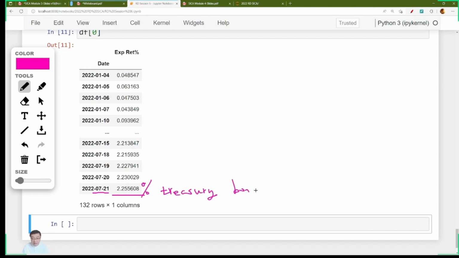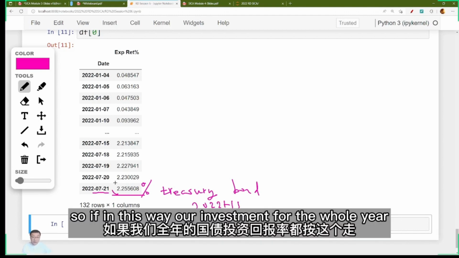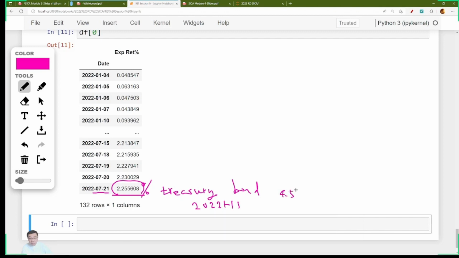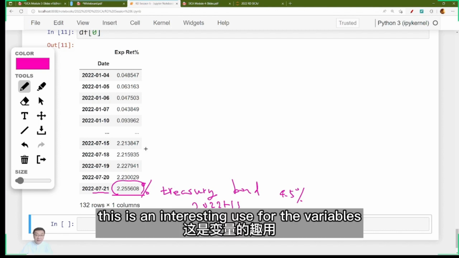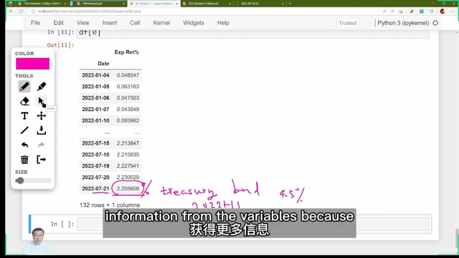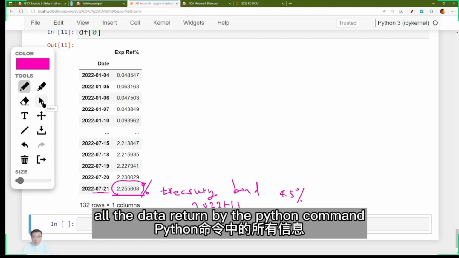2.25%. It's the investment, usually we say this, is the first half of 2022. So if in this way, our investment for the whole year in treasury bond market is probably maybe 4.5, roughly. This is our estimation. Right? This is an interesting use for the variables, right? Of course, you can get more information from the variables because this variable stores all the data returned by the Python command.